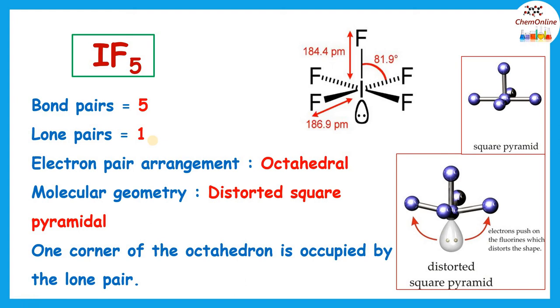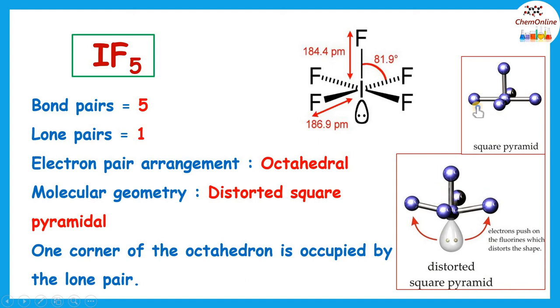According to VSEPR theory, if there are 6 electron pairs, the preferred geometry will be octahedral. So we expect an octahedral structure for IF5. But due to the presence of a lone pair on the iodine atom, the geometry becomes a distorted square pyramidal, as we can see here, a distorted square pyramidal.